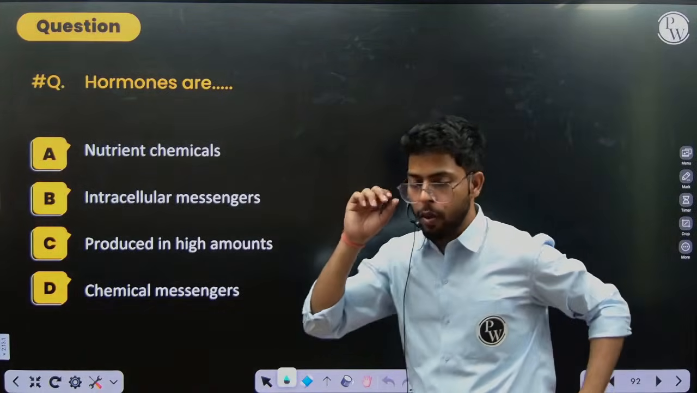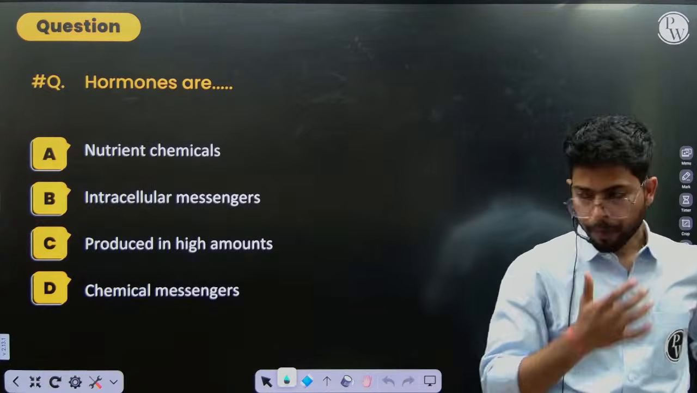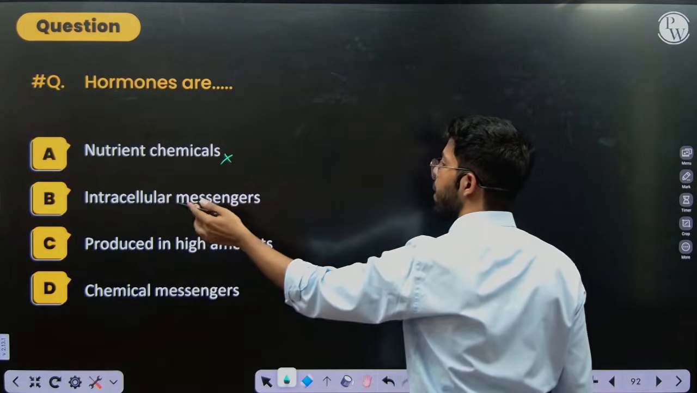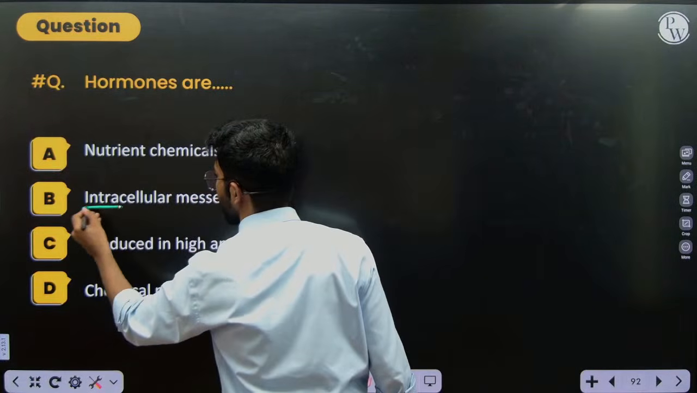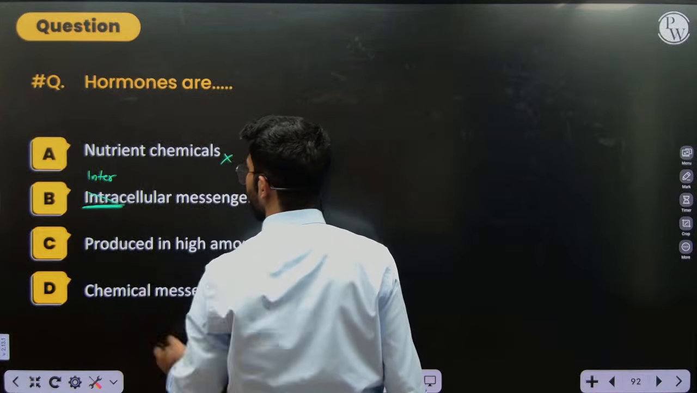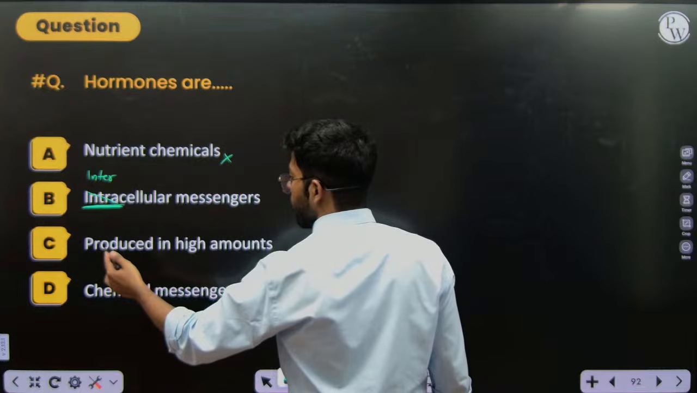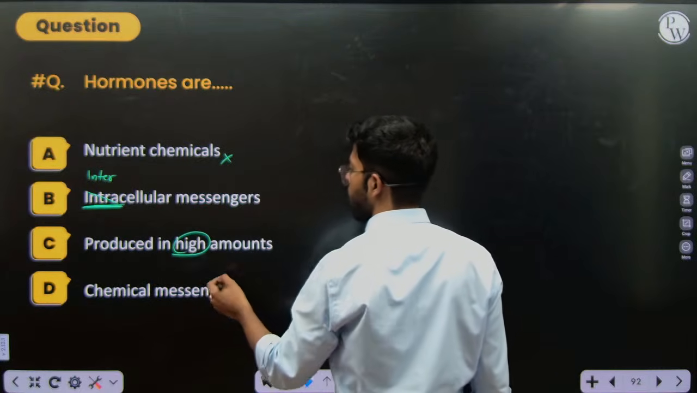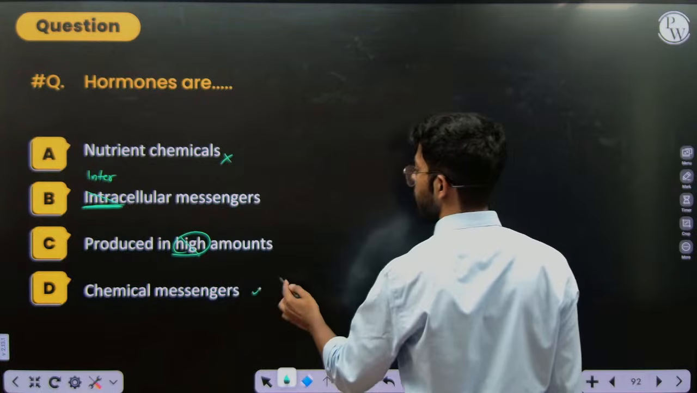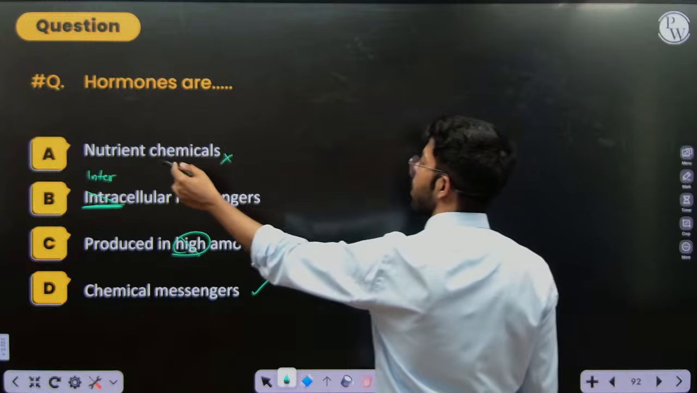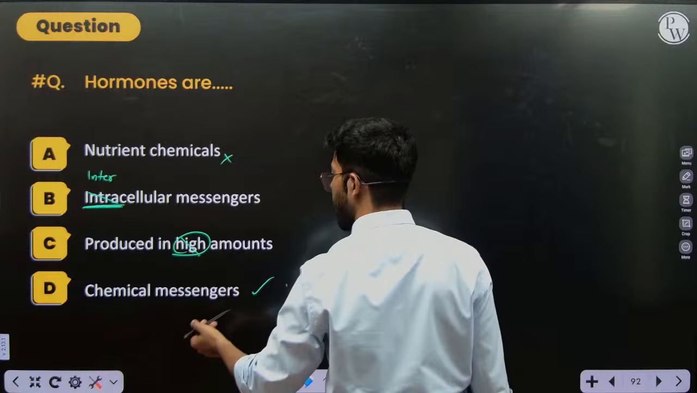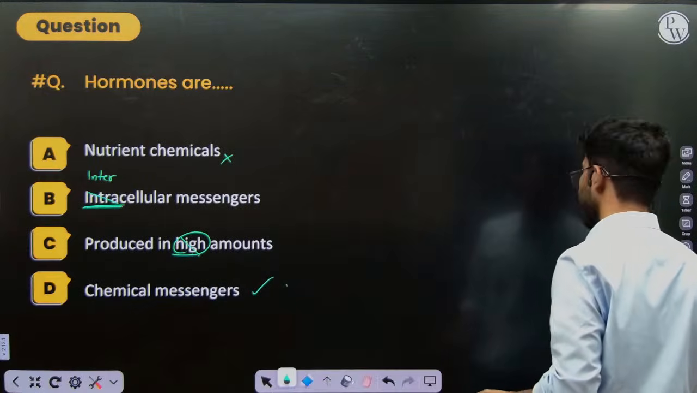So question: hormones are, where is the question? Nutrient chemicals? No, because these are non-nutrient. Intra? Here, do not get confused with the term. This is inter, okay, not intra. And produced in high amount? No, not high amount. Chemical messengers? Yes. So hormones are non-nutrient, intercellular, produced in very trace amount or very low amount, and they are intercellular messengers, chemical messengers.